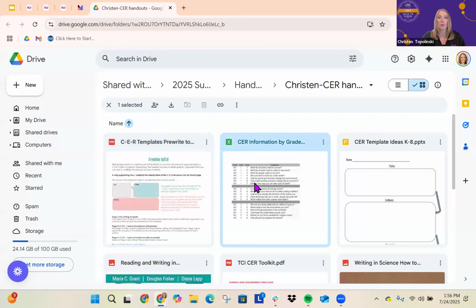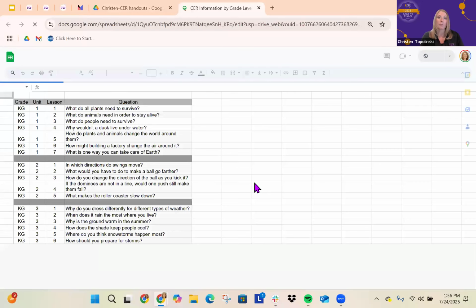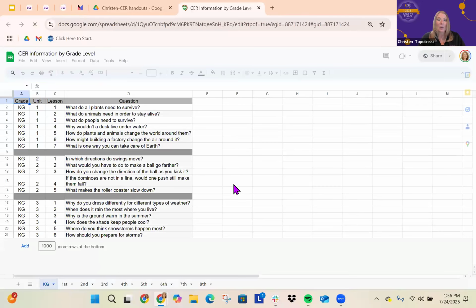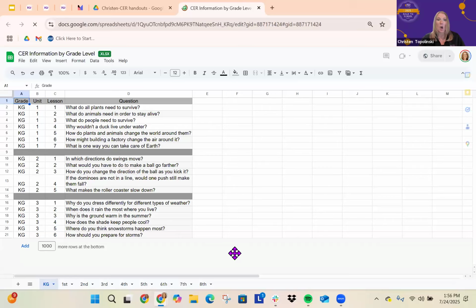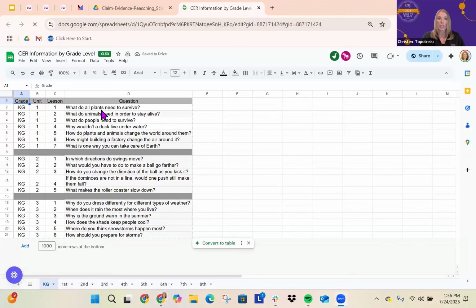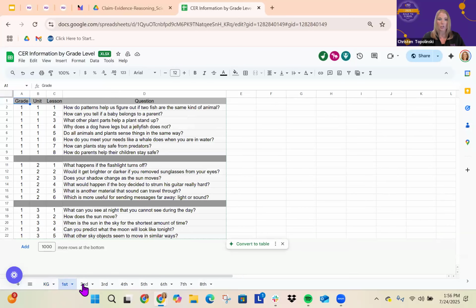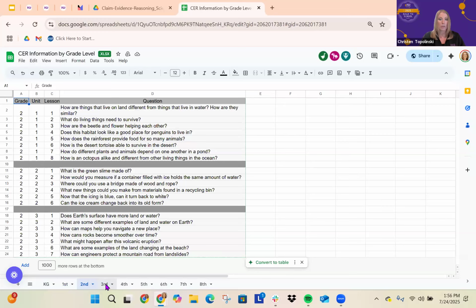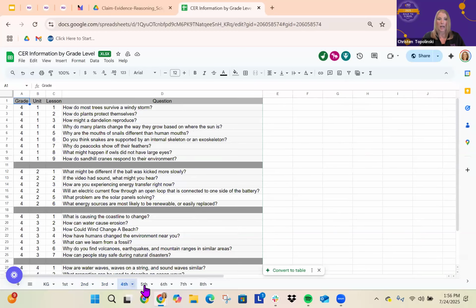This is a cool thing that I put together just for this presentation. What it is, is all of the claim, evidence, reasoning questions per grade level. So if you're in kindergarten, here are all the questions that your students are going to answer. First grade, those are all the questions you're going to have. Second grade, third, fourth, and it goes on.